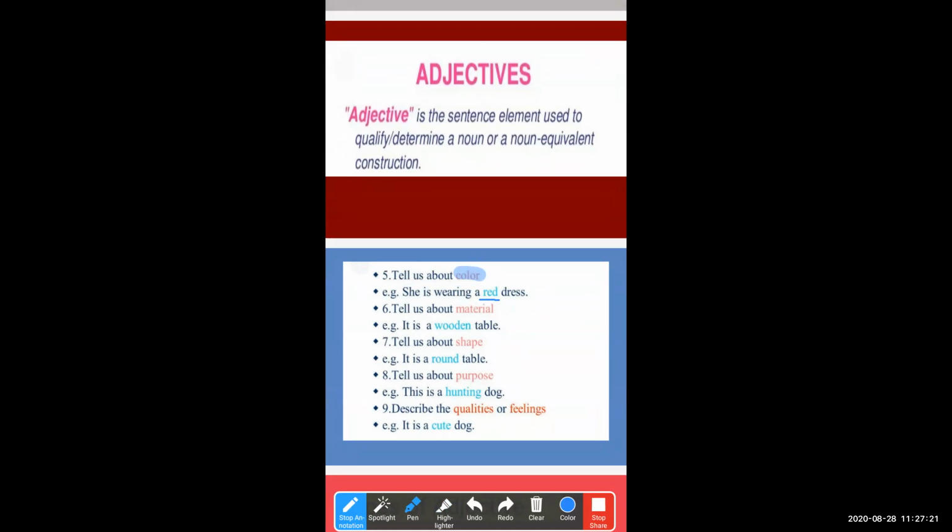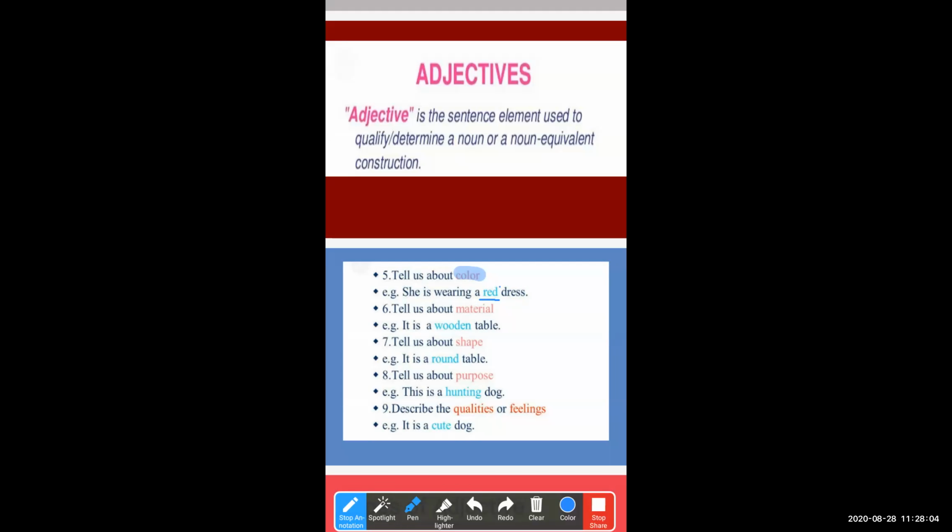Okay, suppose the word red is not mentioned over there: She is wearing a dress. So here it's just a name that is mentioned, dress, the name of a thing. Adjective is not mentioned over here. But when I say she is wearing a red dress, that means I have clarified the color of her dress. Understood? So when I'm describing her dress, what is the color? Red color. When I'm describing her dress, that describing word comes under the adjective. So here the red color comes under the adjective.